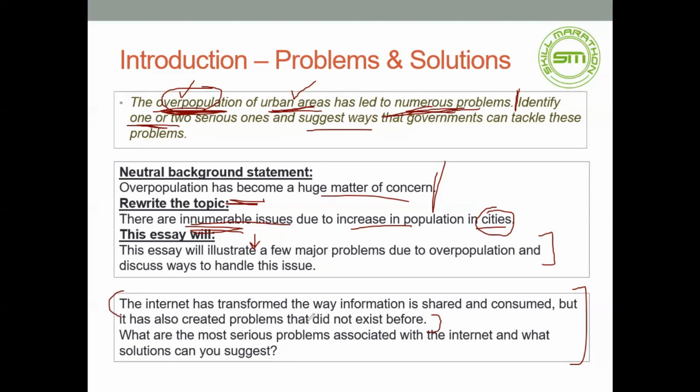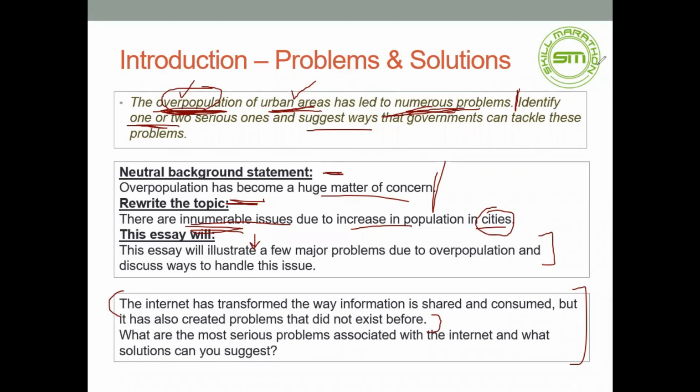Okay, what do you have to do? First, write a very general statement, a neutral background statement. And then you rewrite the question. And the third point will be: this essay will. I want you guys to try it. Send your answers in the chat. I will go through it, and then if there's any concern, I will discuss it. Okay. If you have any confusion, you can type it in the chat right now.